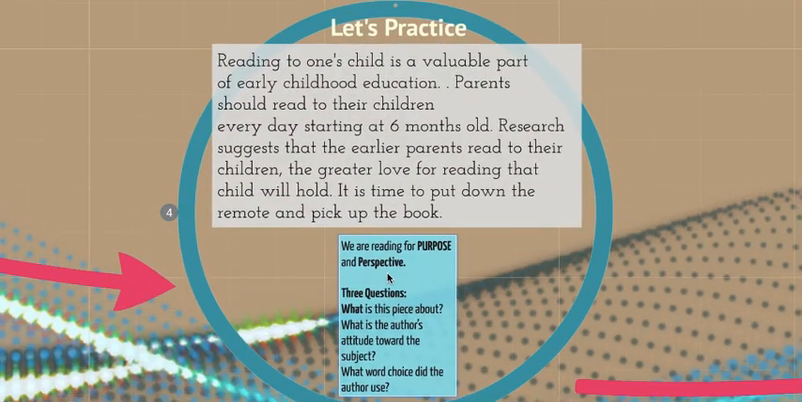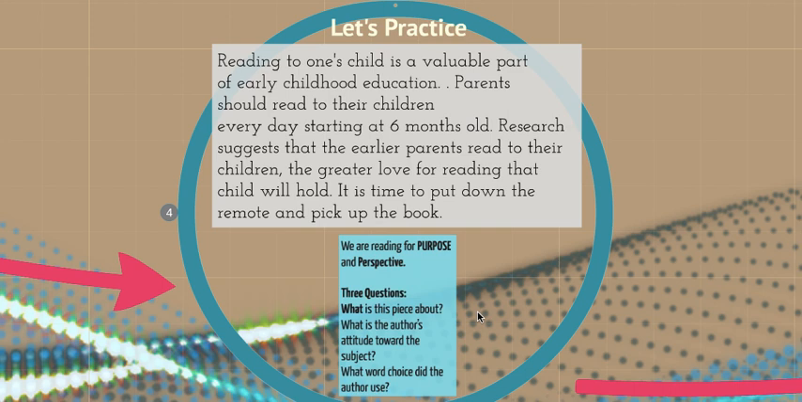All right, so let's take a look at this. Now this is just a little snapshot of just one paragraph. Now obviously if we're reading an entire piece of writing, it's going to be longer and it's going to have more detail in it. But this is just an example of what we can look for in this section and utilizing those 3 questions. So let's practice.